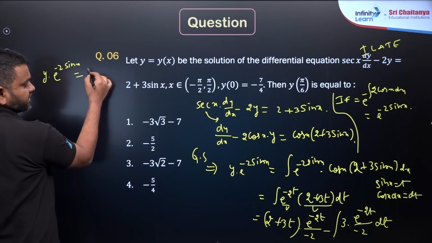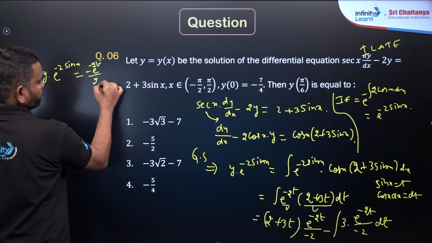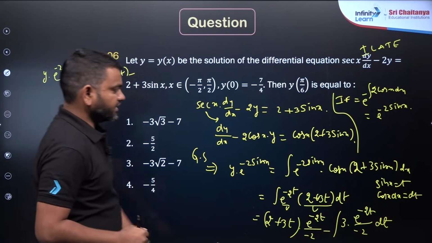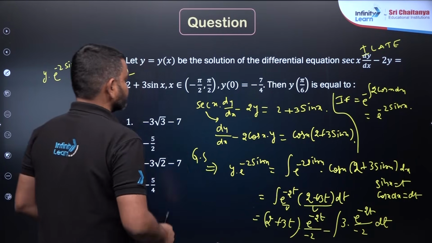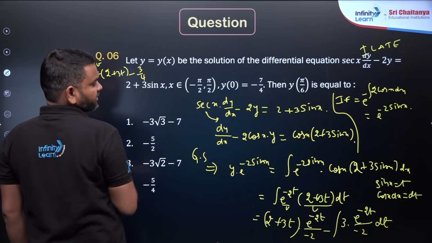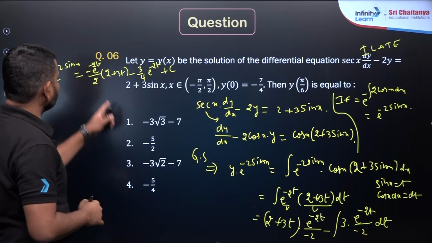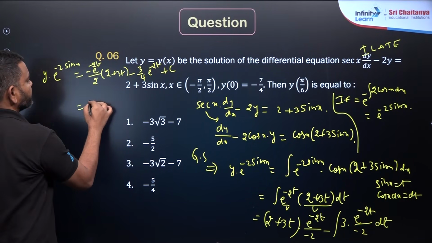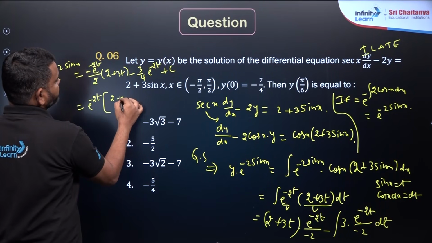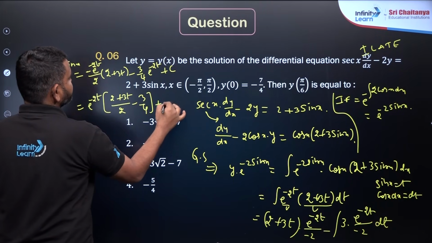So I am going to write this directly, minus of e power minus 2t by 2 into 2 plus 3t. Here minus into minus is going to become plus, but again e power 2t is going to give you minus. So this will directly become 3 by 4 e power minus 2t plus c. Now what I can take common here, e power minus 2t I can take common. If I take e power minus 2t common, this is going to be 2 plus 3t by 2 minus 3 by 4 plus c, right?